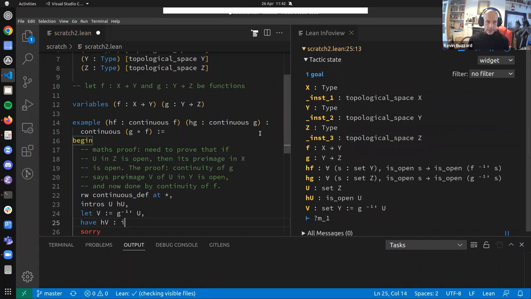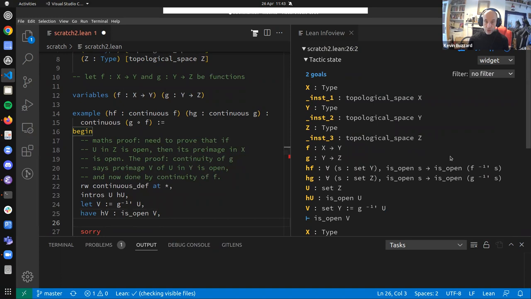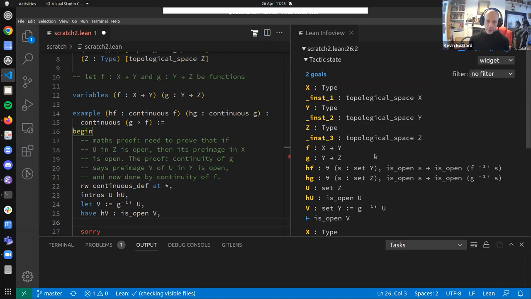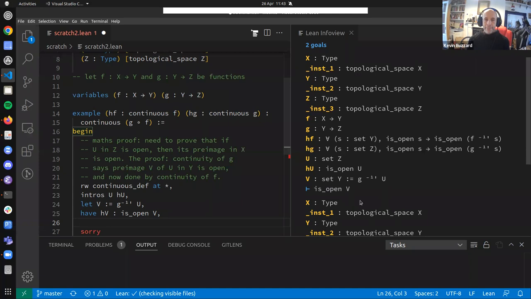And how are we going to prove it? You see, now we've got two goals. Lean's keeping track of everything, right? So Lean remembers we're still trying to prove that the pre-image of U in X is open. But now we also have to prove a second thing, because I've just randomly claimed that V is open. And we've got to prove that V is open.